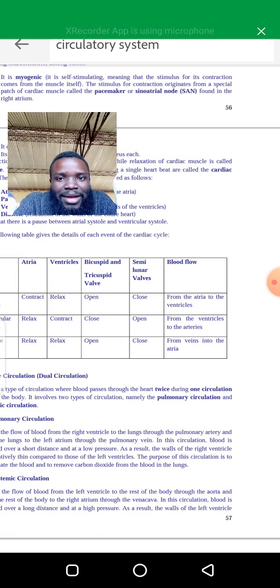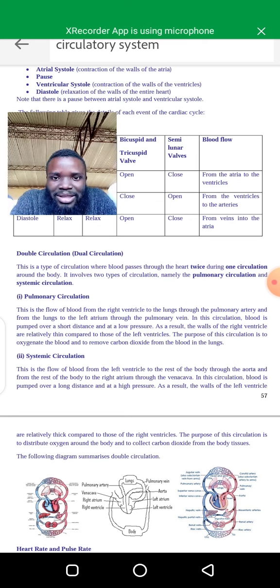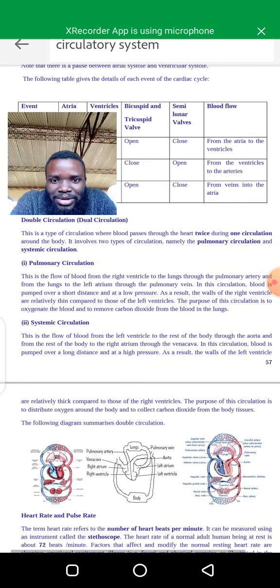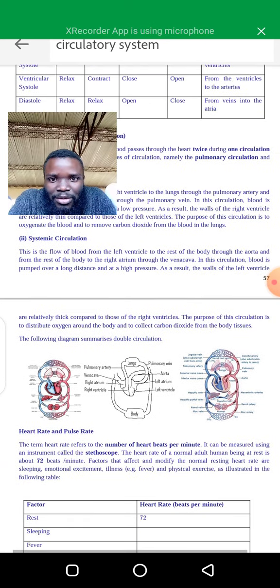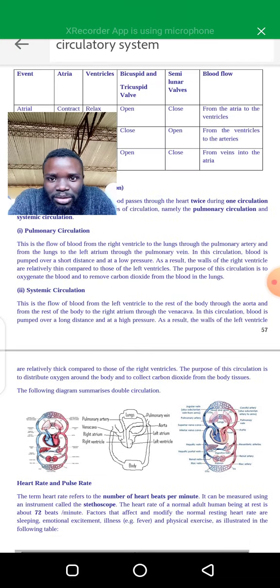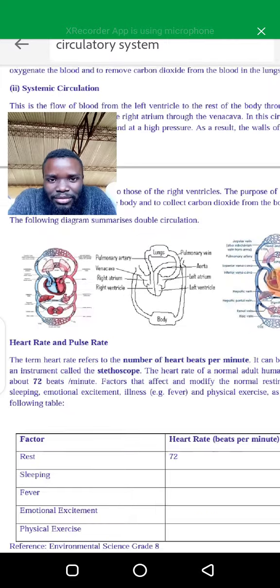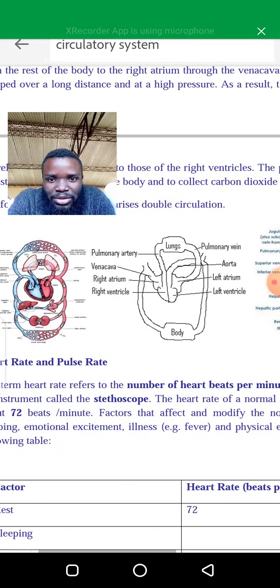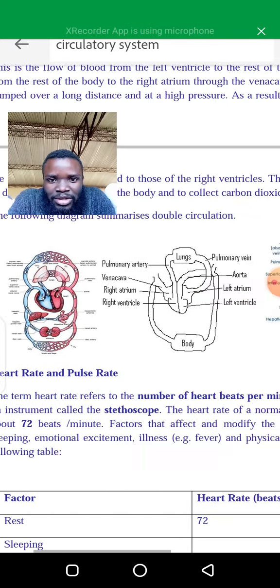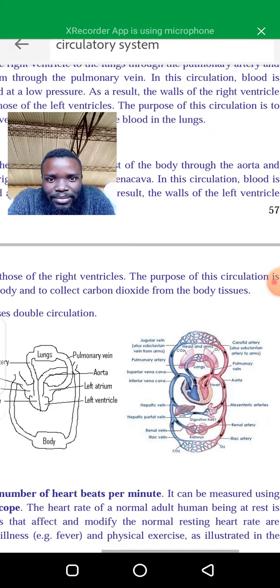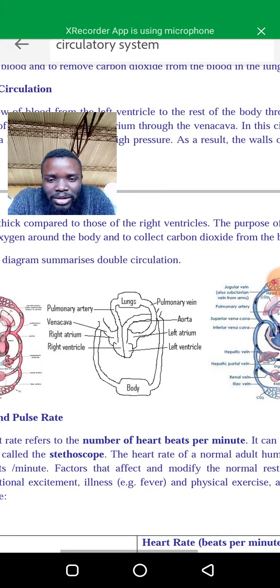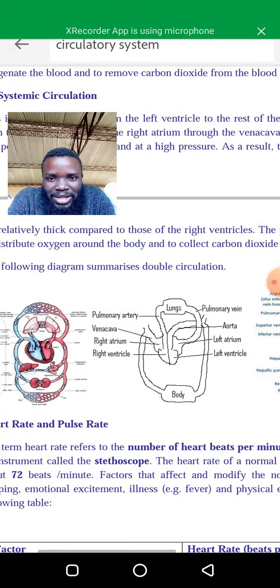Okay. Now let's look at this. The double circulation of what? Of the heart. We usually call it the dual what? Circulation. So for this dual circulation, I'll give you this example here for me to explain it very well. So this example explains the dual circulation. What usually happens is that deoxygenated blood, let's start with this one here.